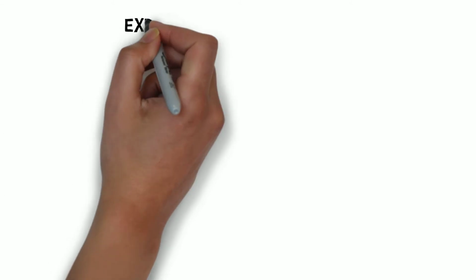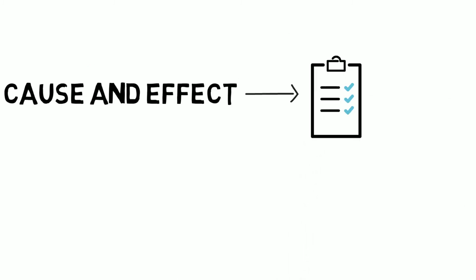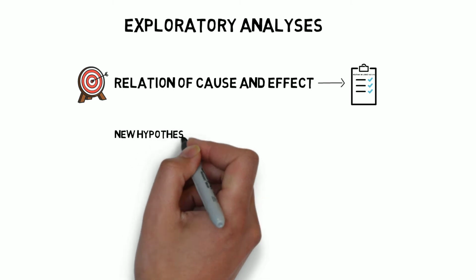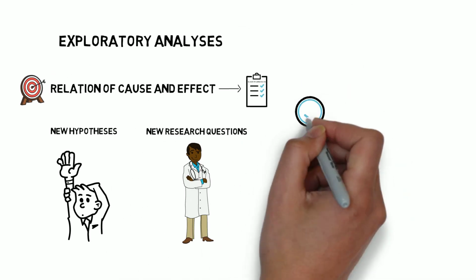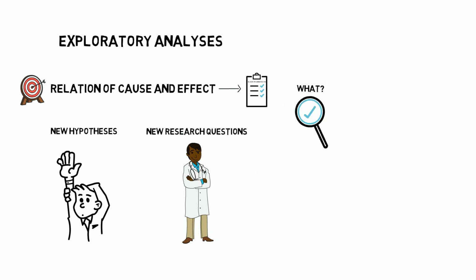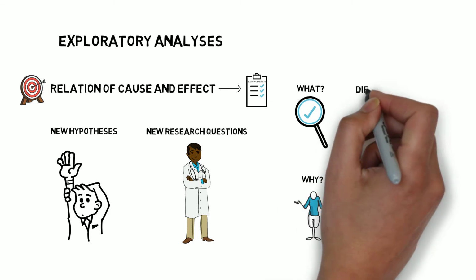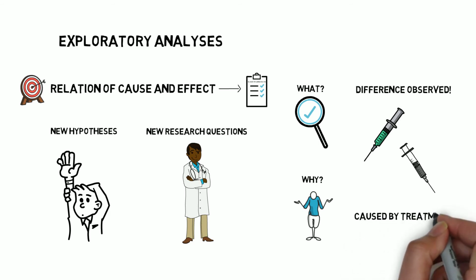The main goal of exploratory analysis is to understand the relation of cause and effect, and therefore allow the assessment of relevant influence factors. Based on the outcome of such analysis, new hypotheses can be developed and research questions opened. In exploratory analysis, we can only describe what we see, but we cannot draw any statistical conclusions on why we see it. That means we can say that we observed a difference between our treatment and the comparator, but we cannot say with certainty that this difference is caused by the difference in treatment.